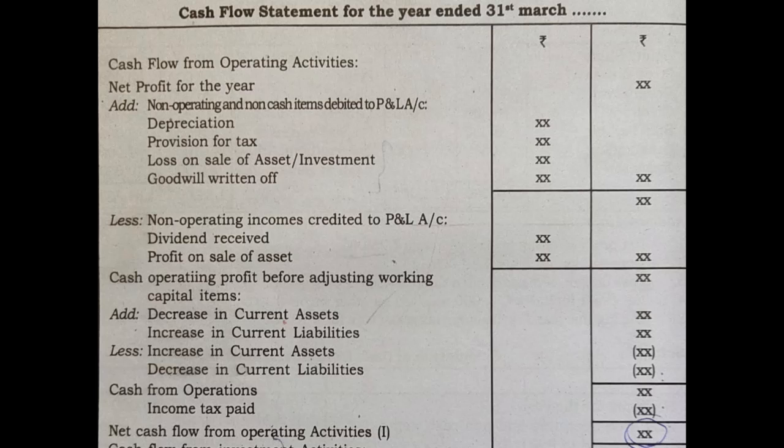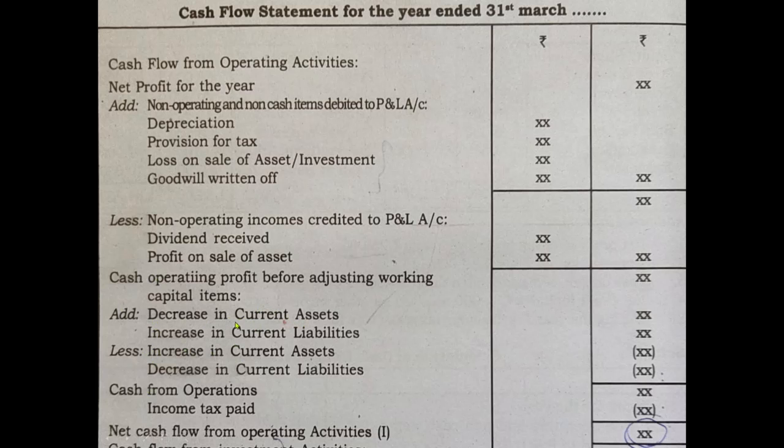Remember, while preparing the cash flow statement and writing down the decrease or increase in current assets, never take cash, because we are preparing the cash flow statement to identify the inflow or outflow of cash during the year. So don't take cash under current assets. You can take all current assets except cash, because this is a cash flow statement. That's why we are not taking cash.